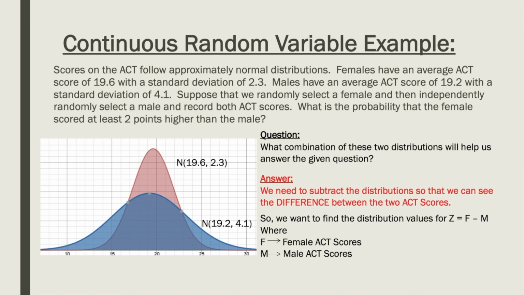So we want the new distribution, we'll call it Z, to be the female ACT scores minus the male ACT scores. Now notice we subtracted it in that direction because we're looking for when the female scores are 2 points higher. To be honest, you could subtract it the other direction. You just have to be careful that you know which direction you're looking at for the probability you're looking for. But it tends to make more sense to do female scores minus male scores since we're looking for positive values, with female scores above the male scores.